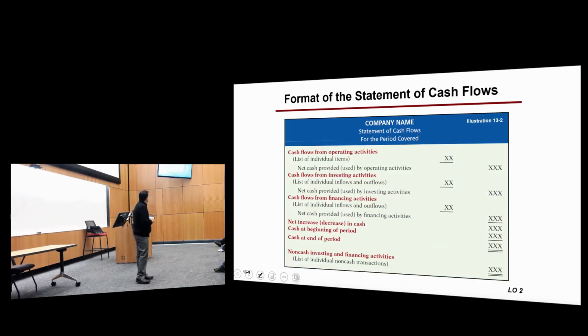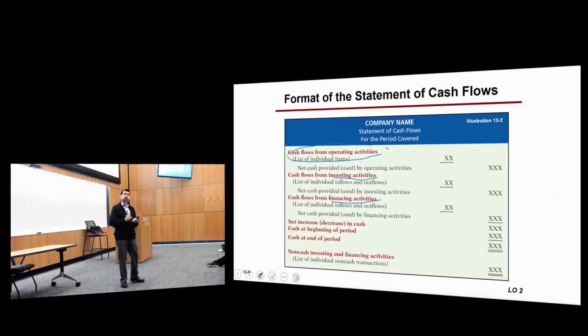This is an example of statement of cash flows. Later on we will start with net income. This one will show you cash flows from operating activities. That is just a summary. It's not the individual item. We'll see later on how we'll list the individual items. But basically, you have the three categories: cash flows from operating activities, from investing activities, and from financing activities.